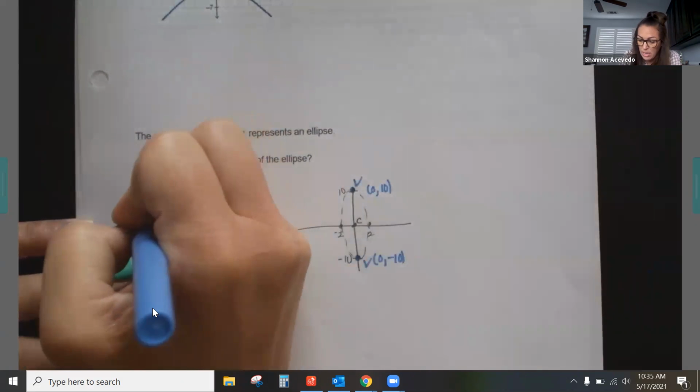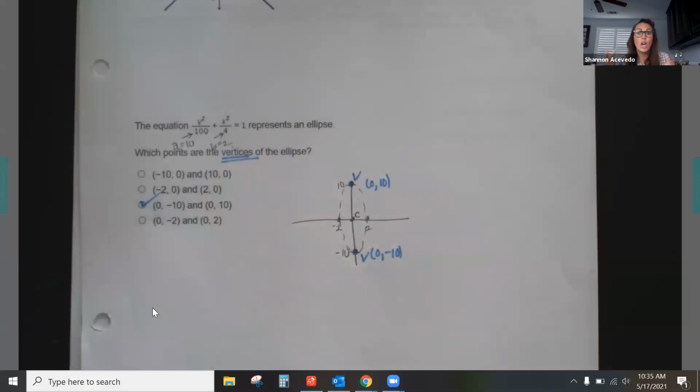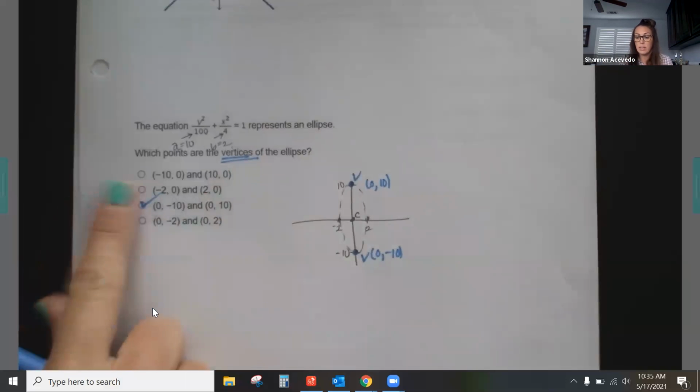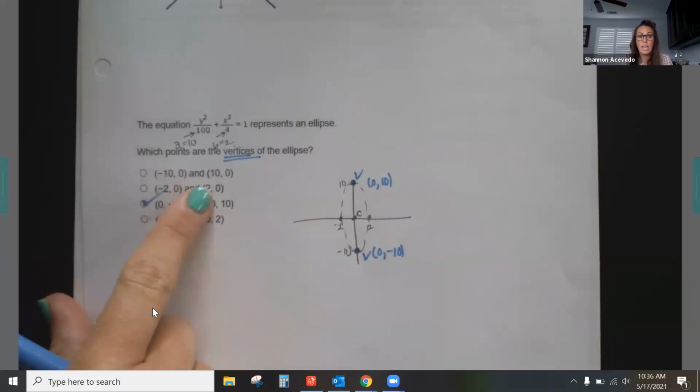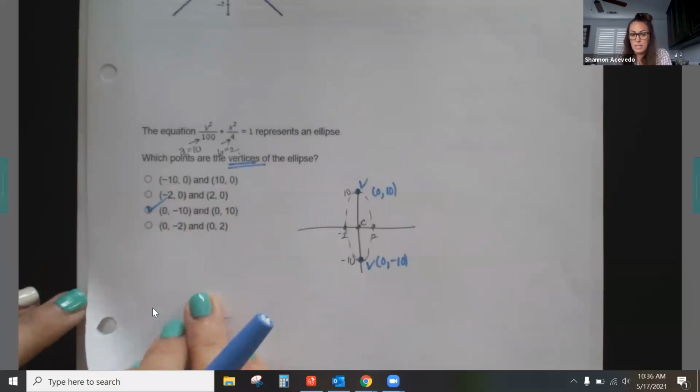So here's the correct answer. Make sure you know what you're looking for: vertices versus co-vertices, and make sure that you have them in the right direction. Don't make silly mistakes and accidentally choose -10, 0 and 10, 0, because those are the same numbers in the wrong order. All right, next one.